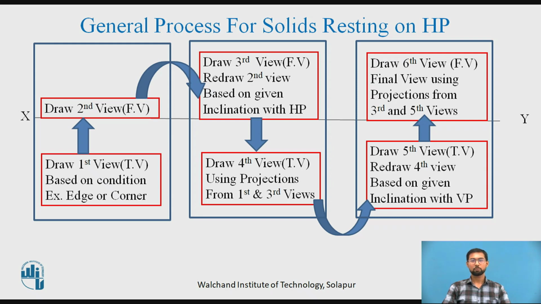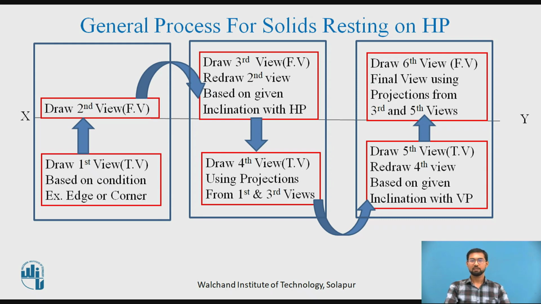While drawing the top view, we use the projections from the third view and first view. Then our fourth view will be completed, and after completion of the fourth view we will redraw that fourth view for the fifth view, based on inclination with the vertical plane. Then we again draw the front view, that is the final view, using the projections of the third and fifth views as we followed in previous examples.